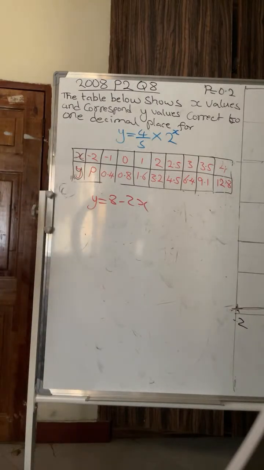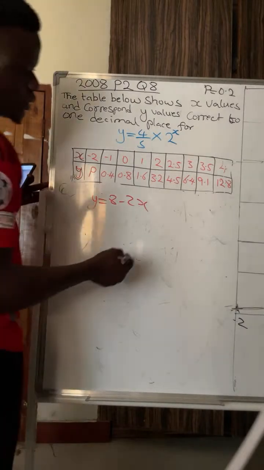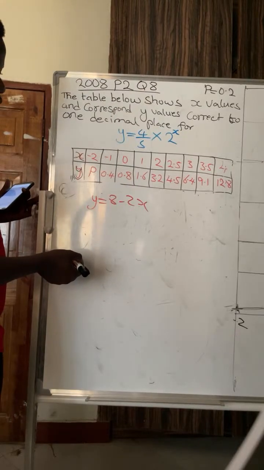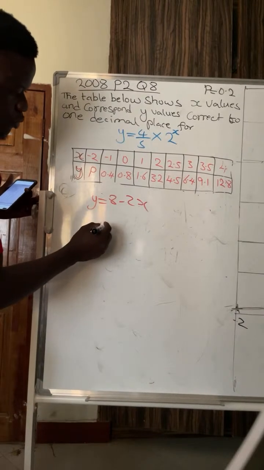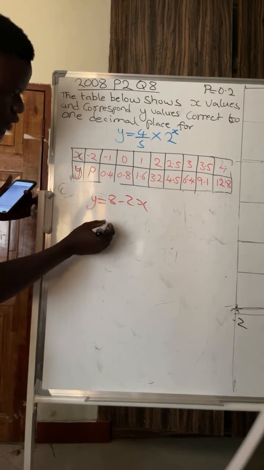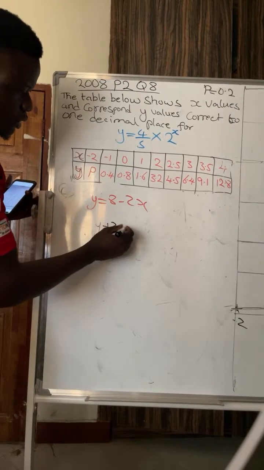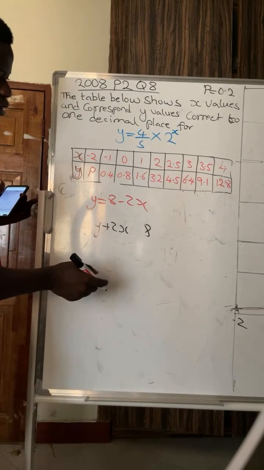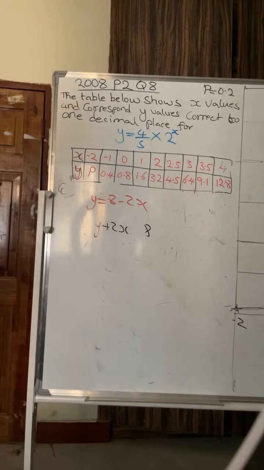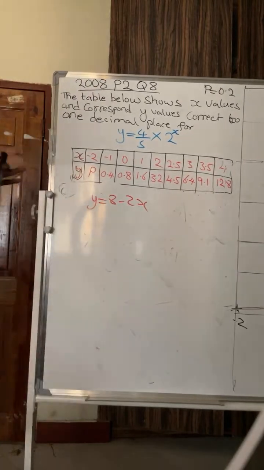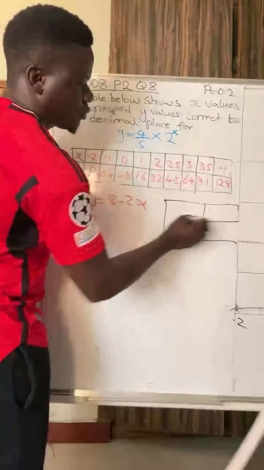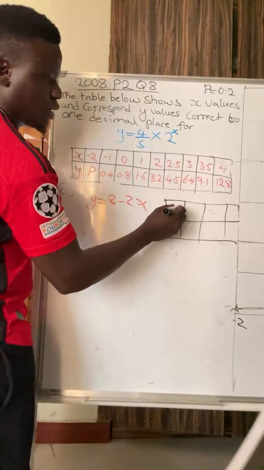So with this one, how can you do it? Just make a simple table. The table can even be, first you bring this side over to be 2x plus y equals 8, or you leave it as it is. Just take a simple table with x and y.